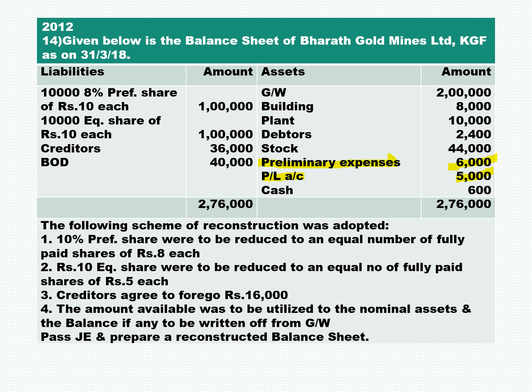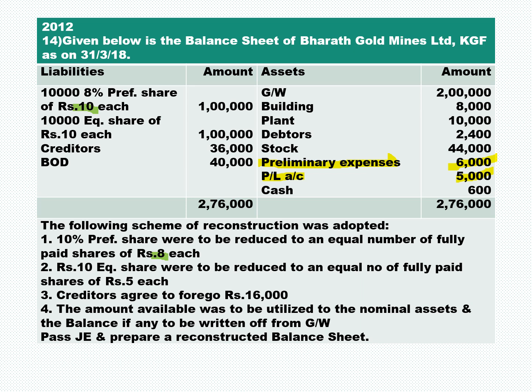Now the following scheme of reconstruction was adopted. 10% preference shares to be reduced to an equal, it's not 10%, it's 8% preference shares were to be reduced to an equal number of fully paid shares of rupees 8 each. That means in the balance sheet we have 8% 10 rupee preference share. 10 rupee preference share is reduced to 8. Then capital reduction is rupees 2.